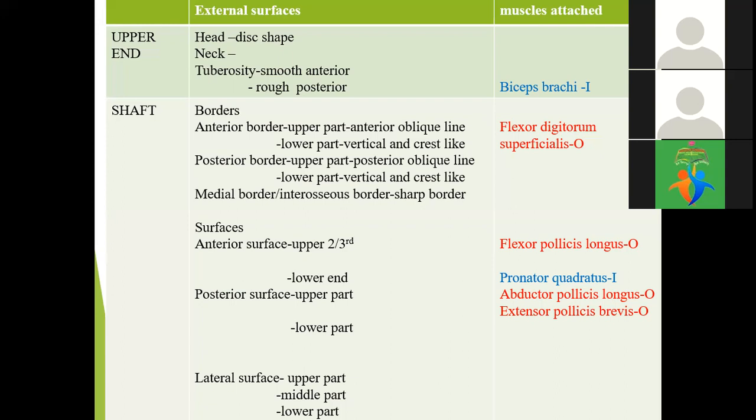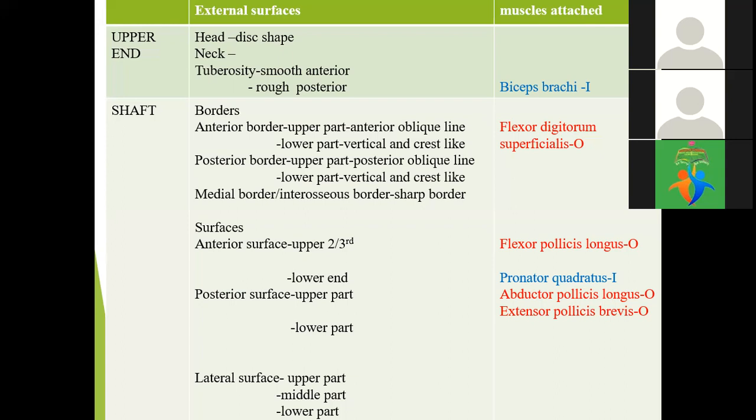So always please remember that whatever muscle in radius and ulna originates in the anterior part should be a flexor muscle. The posterior part should be an extensor muscle. So an extensor muscle never comes in the anterior surface, and a flexor muscle never comes in the posterior surface. This is logic. Okay, so now we are coming for surfaces.